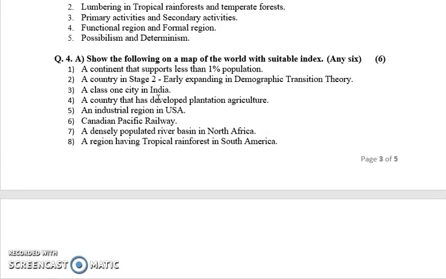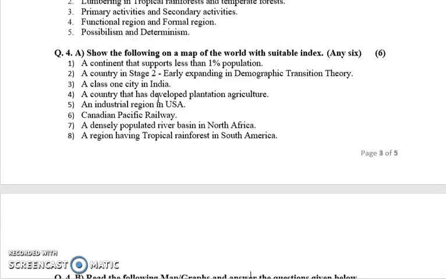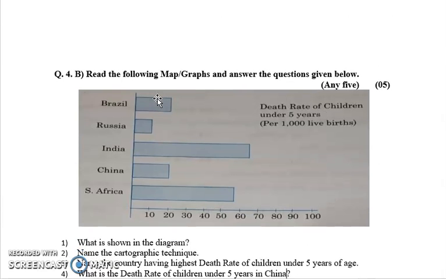Which continent is that? Then, which country is at stage 2? A class 1 city in India. A country that has developed plantation agriculture, an industrial region in USA, Canadian Pacific Railway, a densely populated river basin in North Africa, a region having tropical rainforest in South America. So very basic and good questions are given in the map.